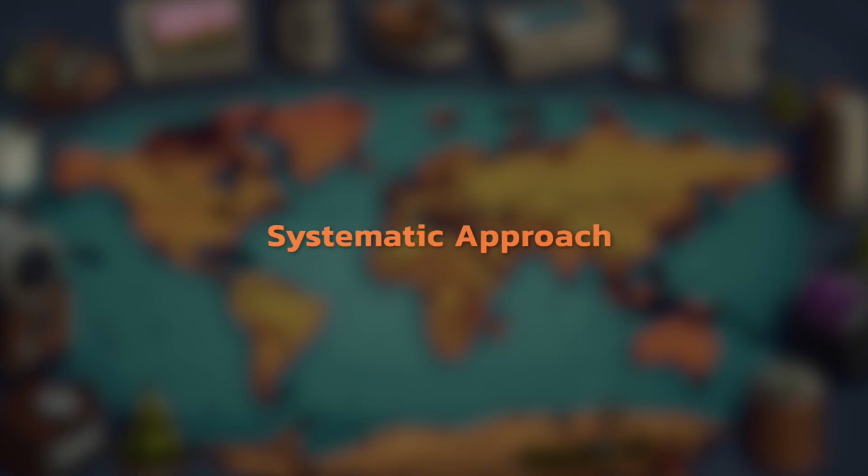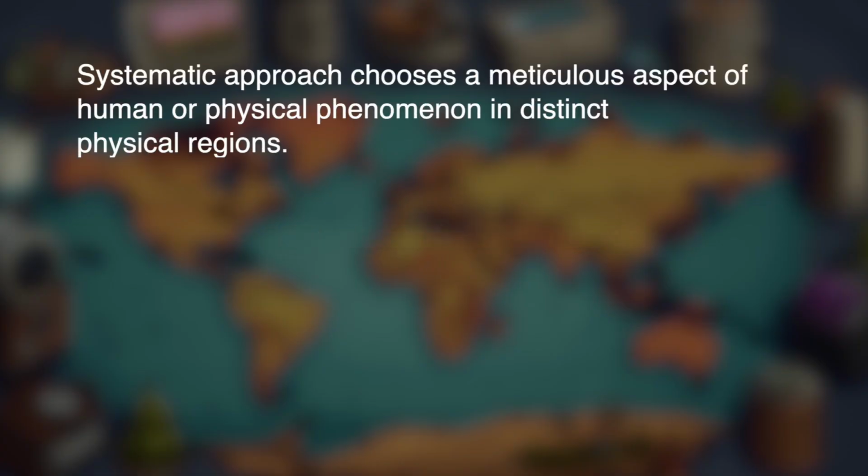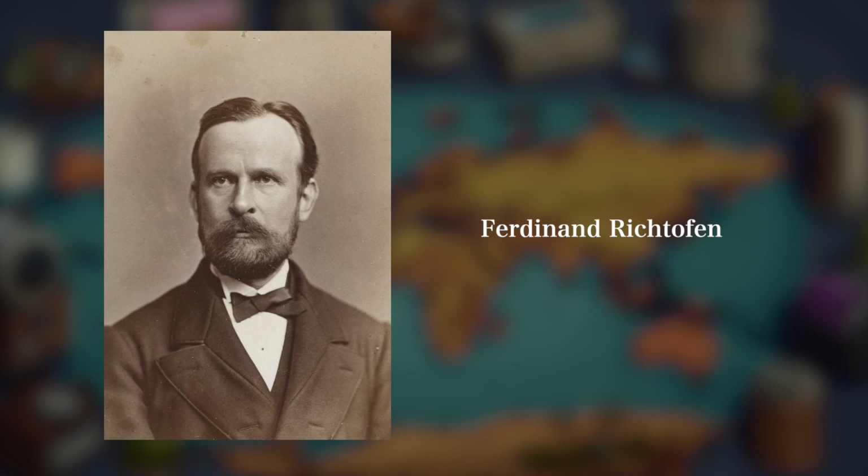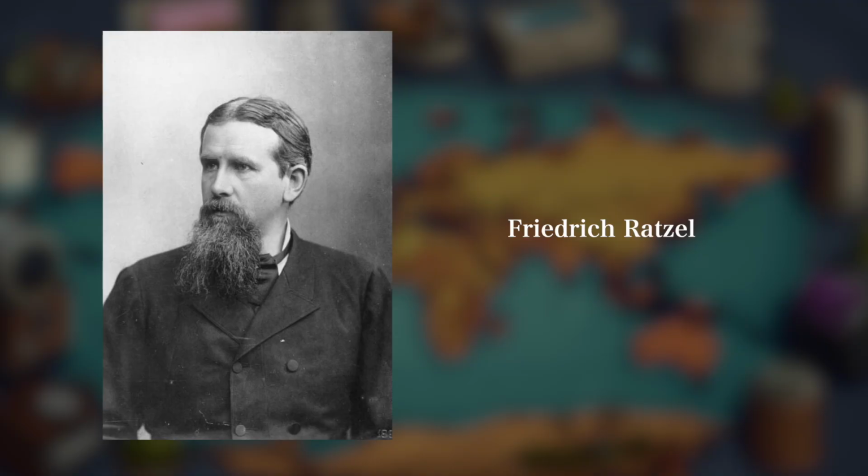Systematic approach. The systematic approach chooses a meticulous aspect of a human or physical phenomenon in distinct physical regions. The study exhibits it in a systematic way based on a system. Oscar Peschel, a German scholar, started the movement, carried on by Ferdinand Richthofen, favoring the application of the genetic approach to deal with the man-nature relation. Similarly, Ratzel observed the earth as an integral whole and interacting unity and considered human geography systematically and from a Darwinian point of view.